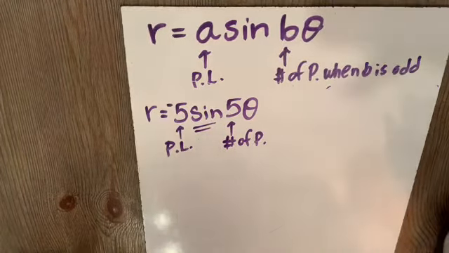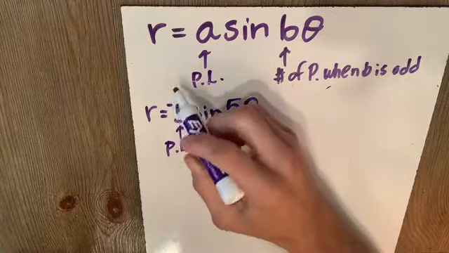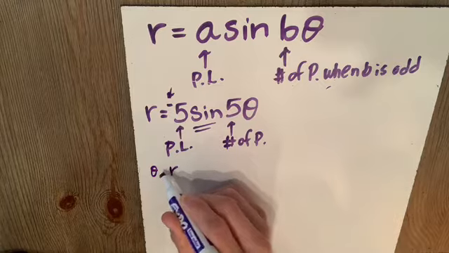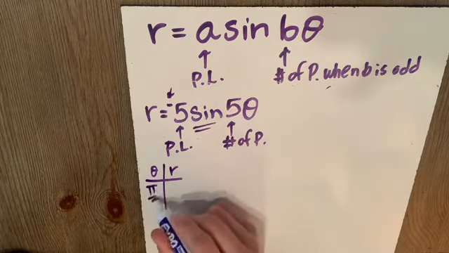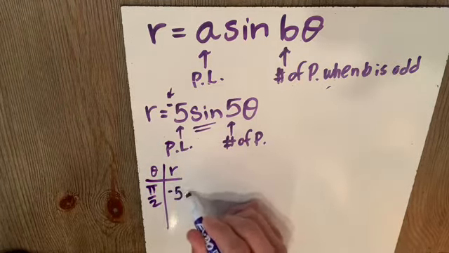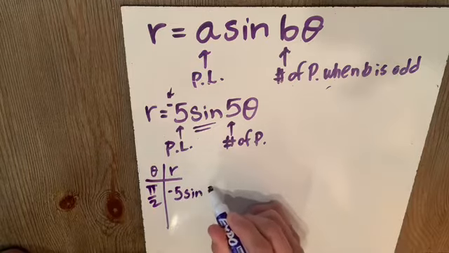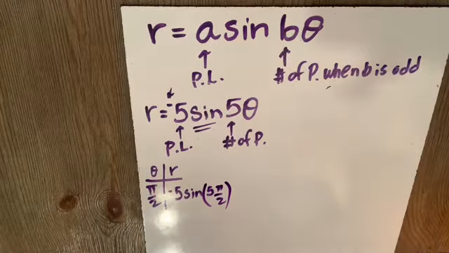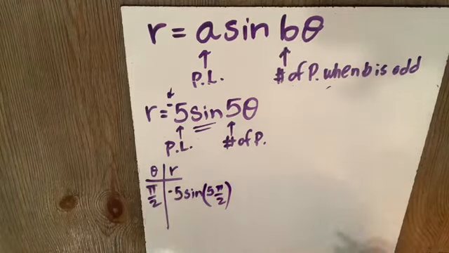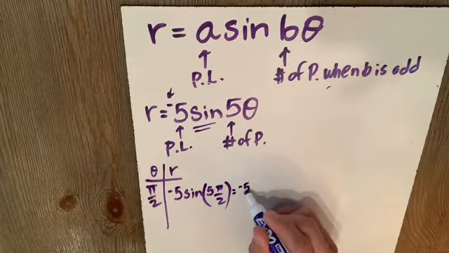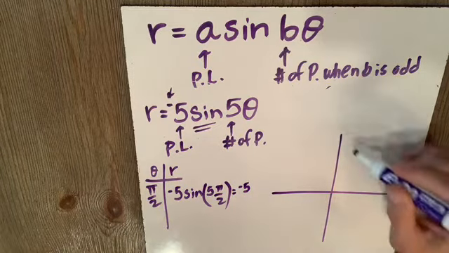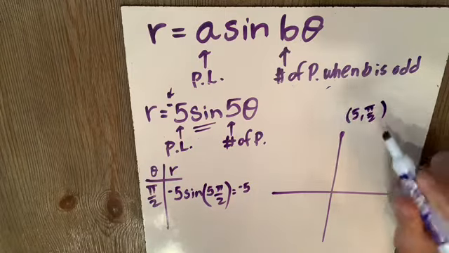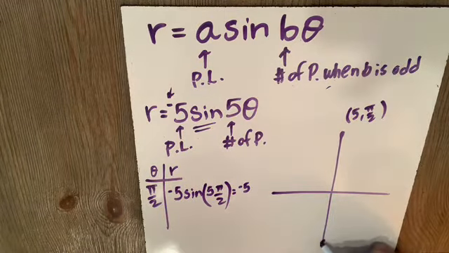So all other factors being equal, if I put a negative here, then I can play my little theta r game and choose pi over 2 again. I have negative 5 sine of 5 times pi over 2. Notice I'm going to multiply my angle by 5. Sine of 5 pi over 2 is, again, 1 times negative 5 is negative 5. So here is the point r theta, 5 comma pi over 2. If I want the opposite of that, that's going to be down here.